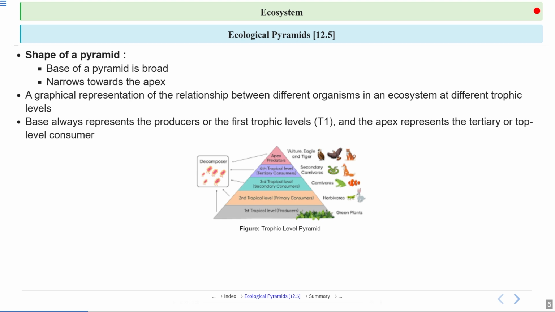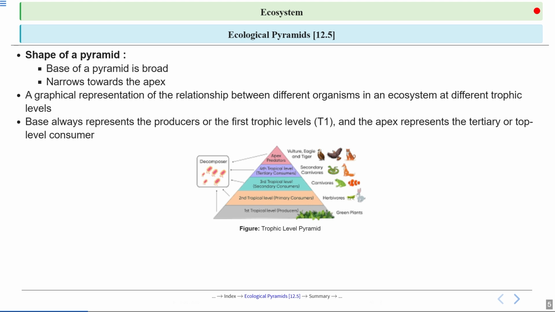Here you can see the number of plants, or the biomass of plants, is huge as compared to the herbivores, and the number of carnivores is less as compared to herbivores. Then come the secondary carnivores and the top predators, which are the vultures and eagles, as well as the tigers. Their number is very small because not enough energy is left to support a large population at the top trophic level. Okay, so the ecological pyramid narrows down.